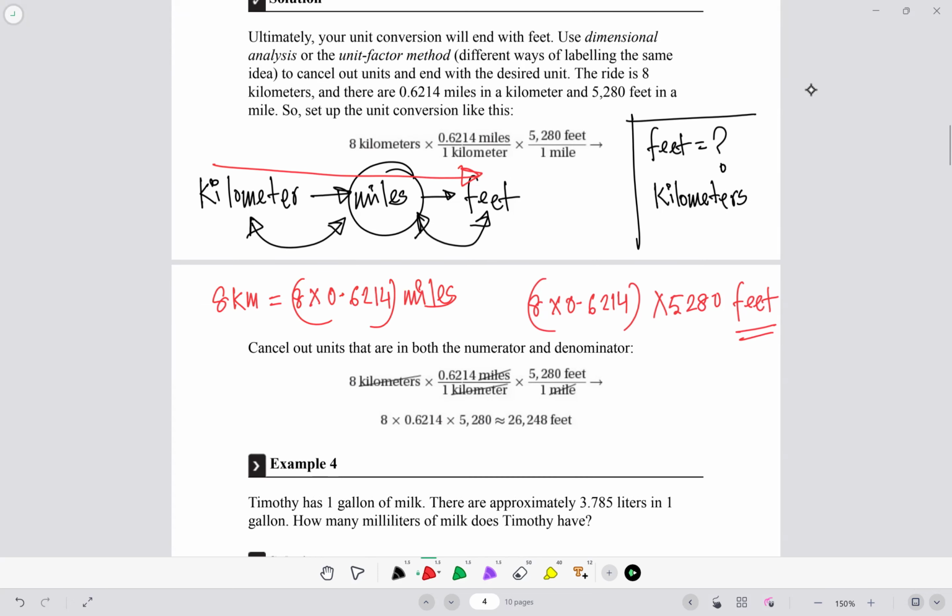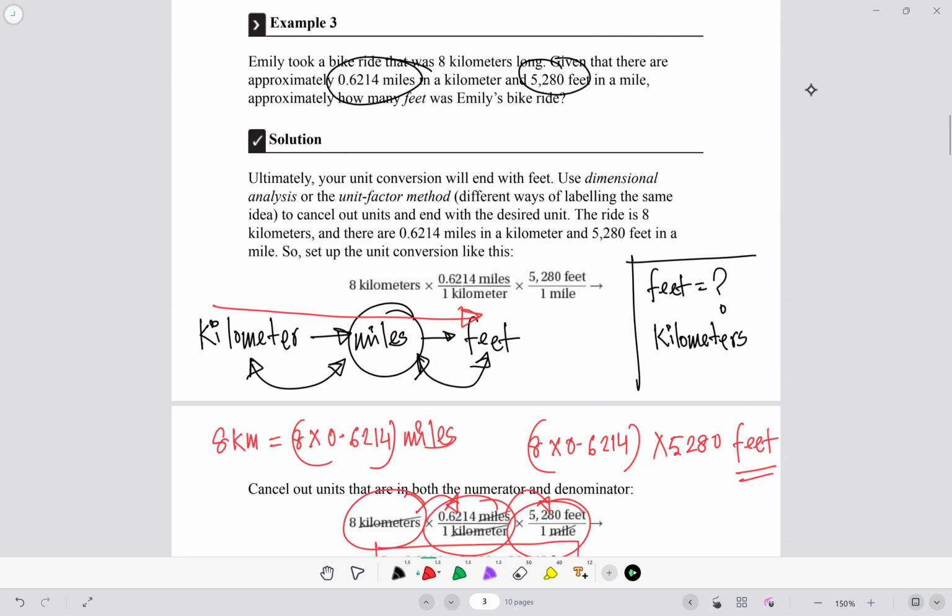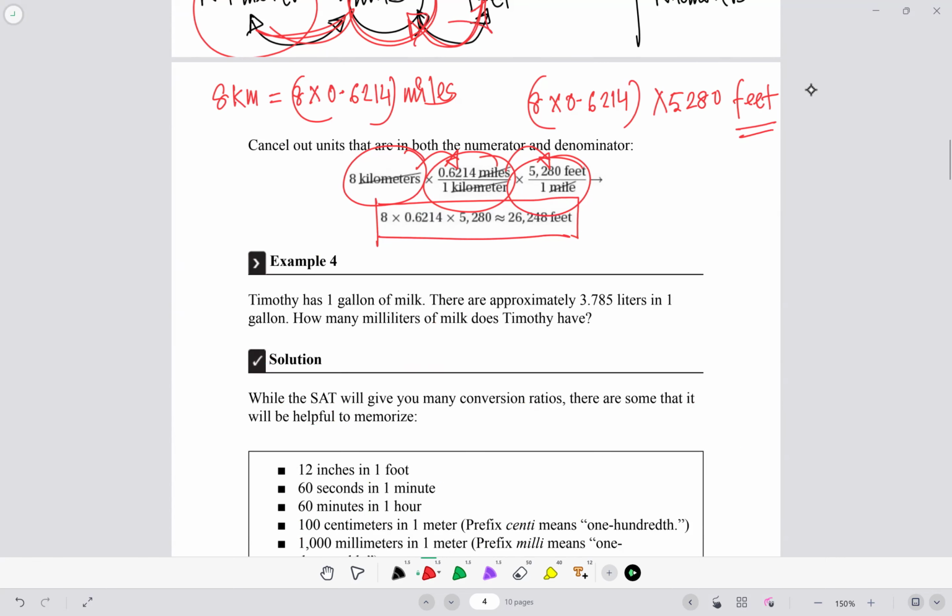As simple as that. You just need to convert the kilometers to miles and then convert to feet. They are just telling you the relationship between kilometers, miles and feet. So you just need to build an equation from kilometers to miles first, and then from miles to feet. That is what they have done.